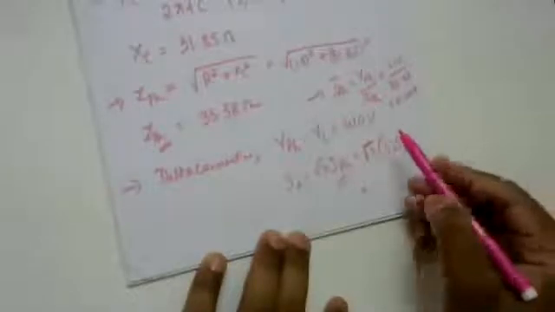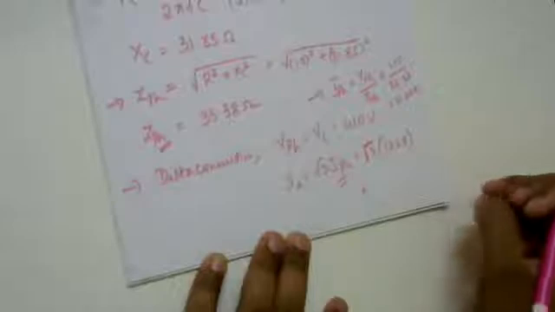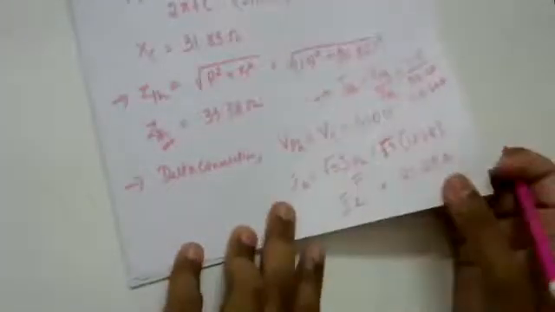Then what's the answer for root 3 times 12.28? That turns out as 21.28 amps. Okay, fine. Now I'm able to compute the value of line current. After computing this line current, I need to compute the power factor. So how to compute power factor?